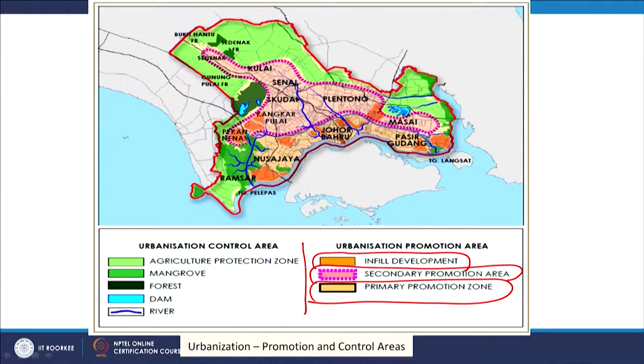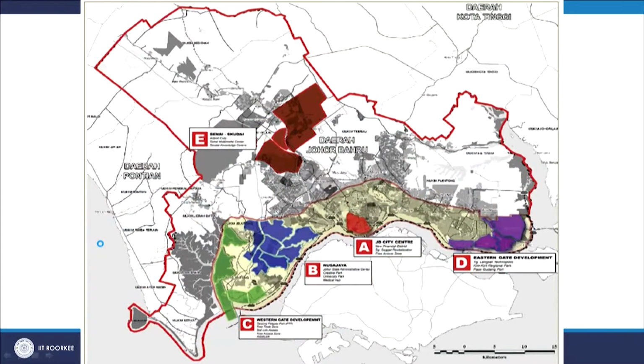So, these are the sub zones they have created. You can see how they have created them. This is one zone marked in magenta color, and the green is another zone, and here you can see the control area in terms of the environmental control, agriculture, mangrove, forest and others. Now, based on that sub zoning of the whole region, they have come up with the major growth center.